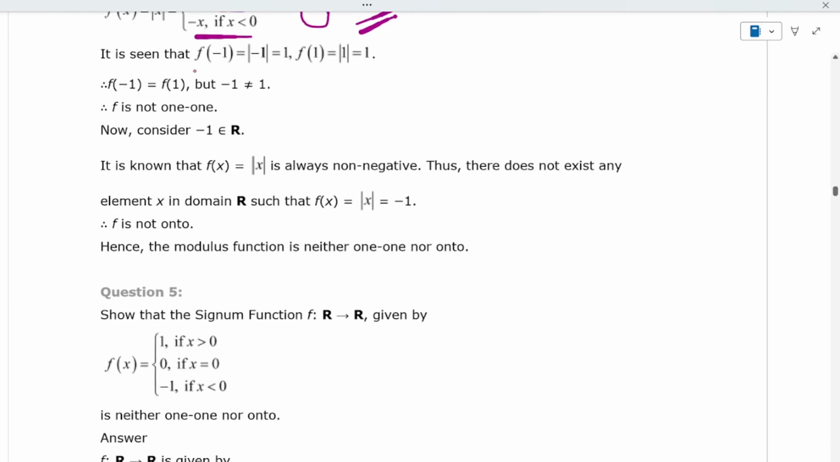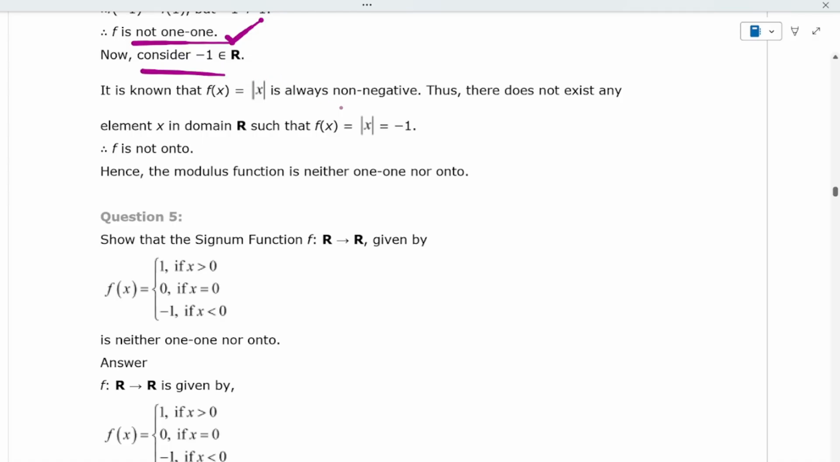Now if you consider f of minus 1, I have said in the previous video that mod of anything is positive itself. If a negative number is there also, it is positive. f of 1 is equal to 1, so both values are equal, but here you can observe that the inputs, minus 1 and 1, are not equal, right? So it is said that it is not one-one. The values are equal, but the inputs we are considering are not equal. Here we considered minus 1, here we are considering 1, so we say that it is not one-one.